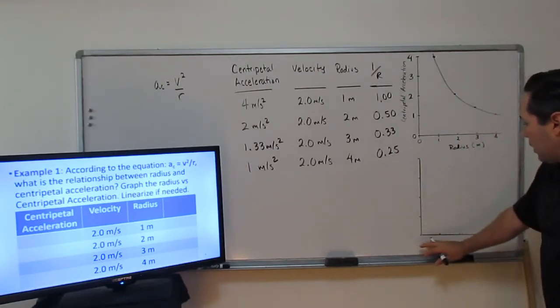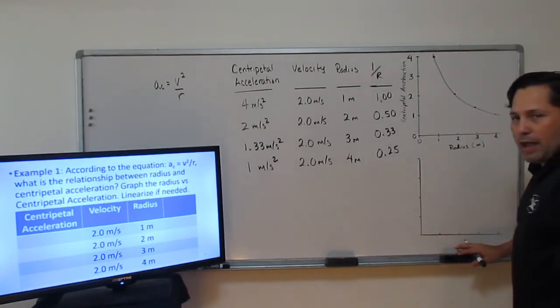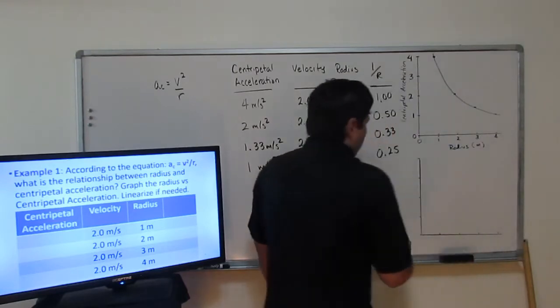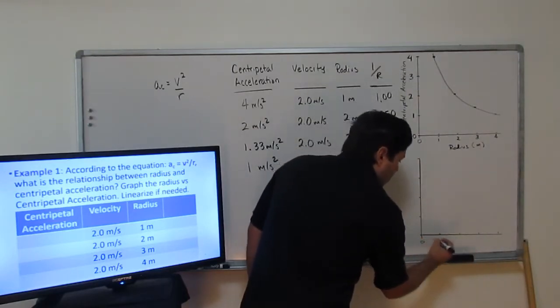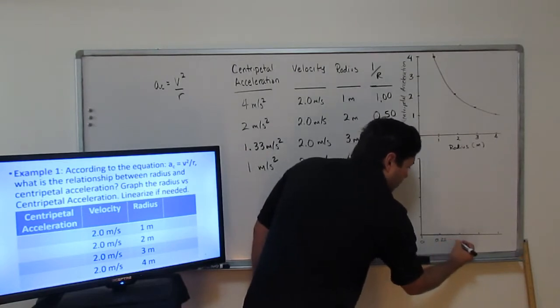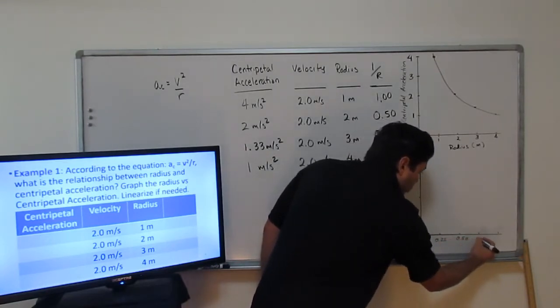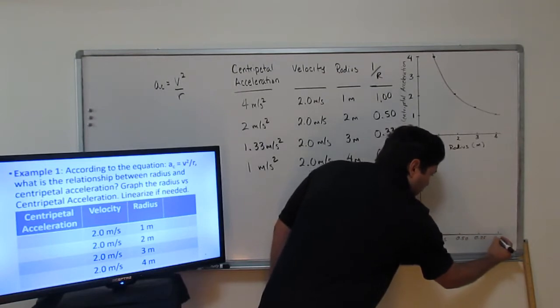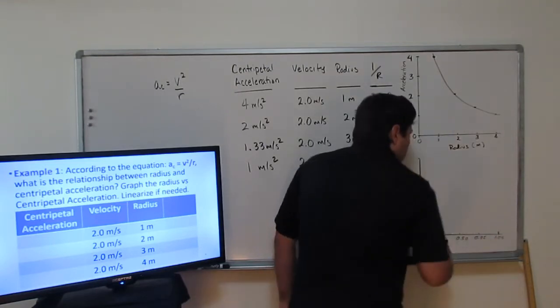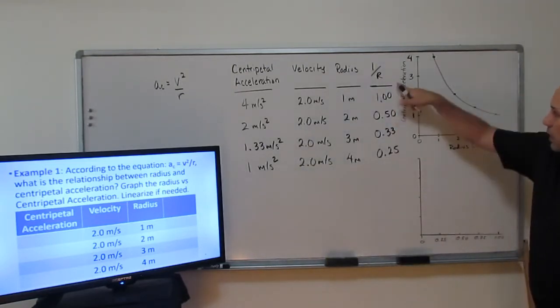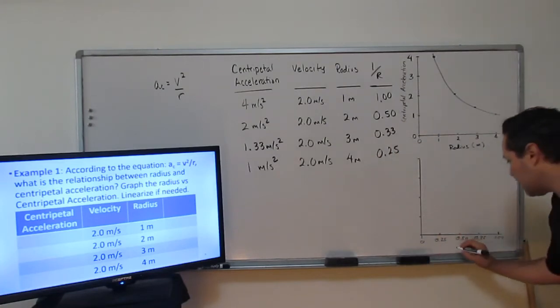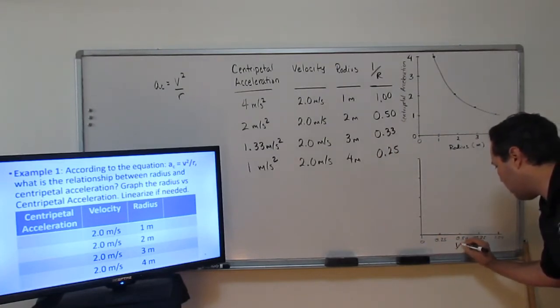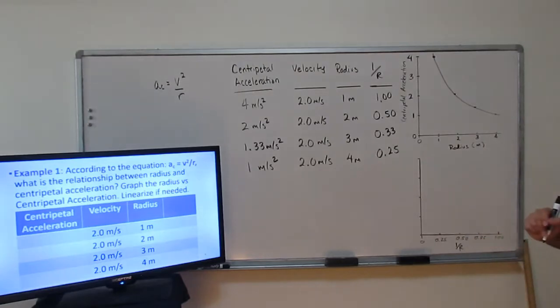Alright, so I'm going to go ahead and do the x-axis first. Okay, so we're going to start with 0. And let's go 0.25, 0.50, 0.75, and 1.0 over here. So that would be enough so we can get all of these data points here, and that is the inverse of the radius. I'm going to put 1 over r. That's what we're looking at.